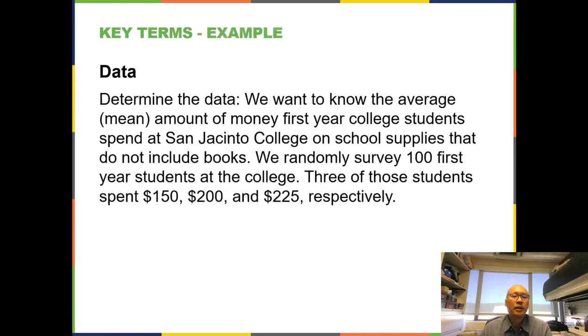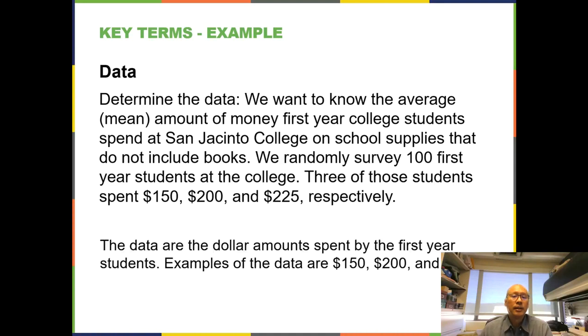So back to our example, the amount of money that students are spending on school supplies. The data can be 150, 200, 225, etc. And again, these are quantitative variables because they are numbers. And then a qualitative variable would be the gender of this first year student, or whatever the party affiliation of this first year student.